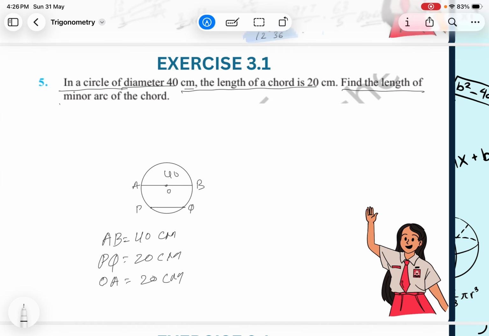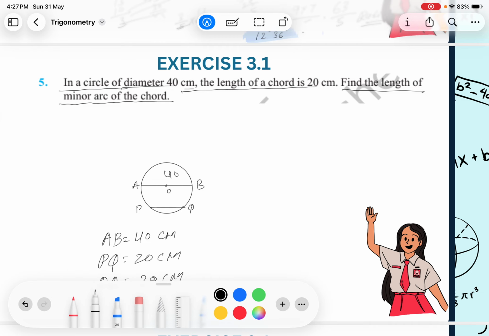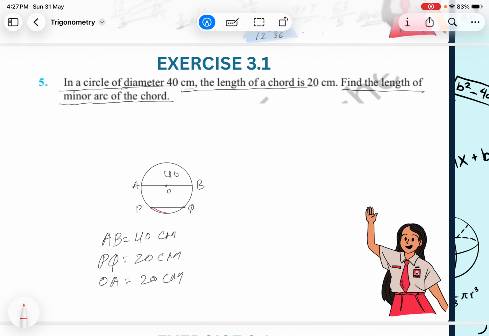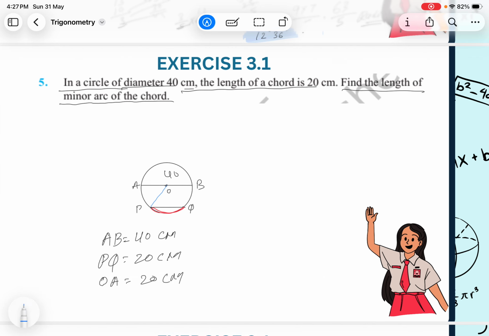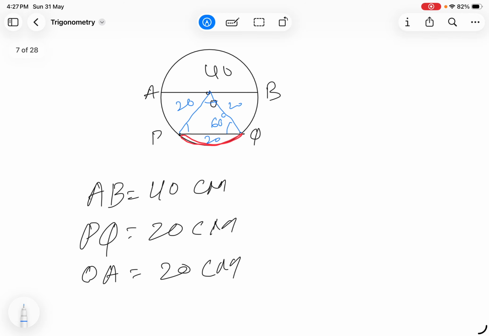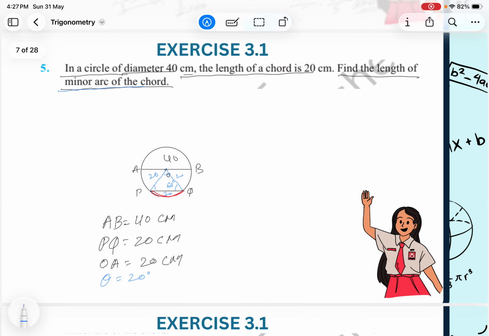Find the length of minor arc of the chord. Means we have to find this arc. Okay, this arc. So let's do, we know this is the radius and its value is 20, and this is also 20. So the angle that will be formed here, it will be 60 degree each, right? So we have theta equal to 60 degree. So it's asking to find the minor arc. We have to find this arc.